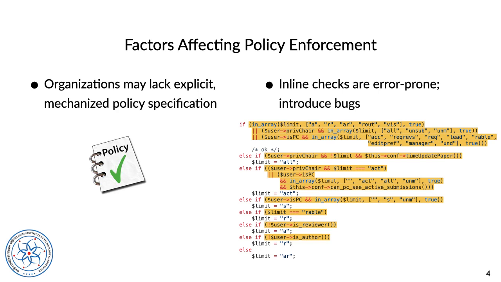Additionally, most organizations may not have an explicit mechanized policy specification, leaving the developers to interpret the policy to implement when specified a policy in English. Developers add inline checks in accordance with their interpretation of this policy, but this is not foolproof. They may accidentally miss some of these checks or implement a less strict version of the policy, all of which might result in missed authorization checks and security bugs.